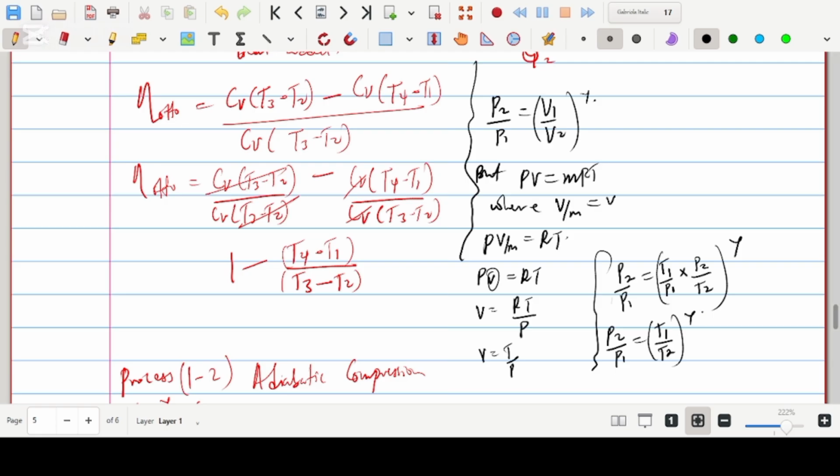Hope that is clear. Raised to gamma. Now this one is now, what's this now? P2 over P1 raised to gamma. Hope that is clear.